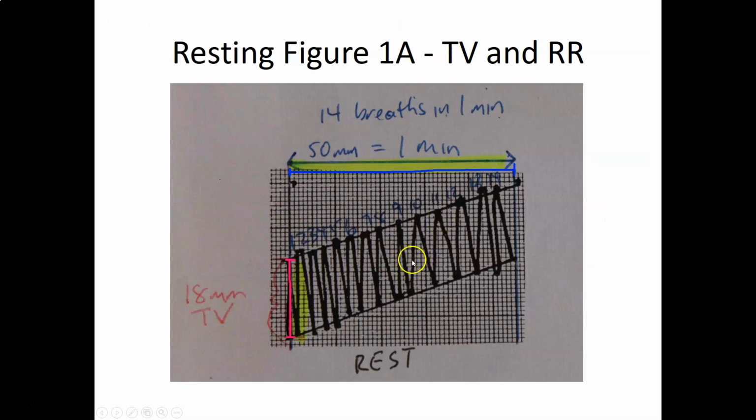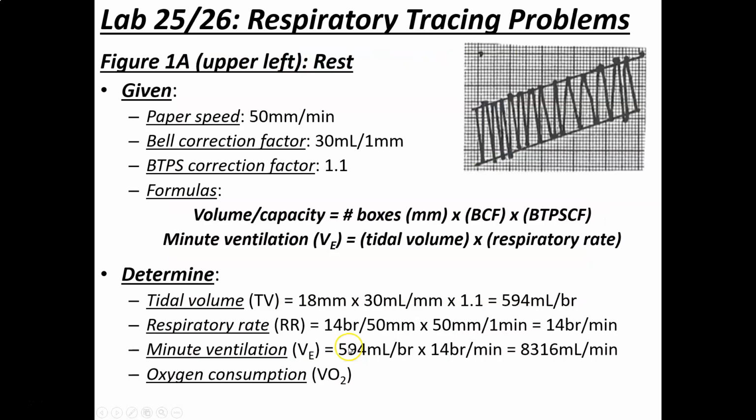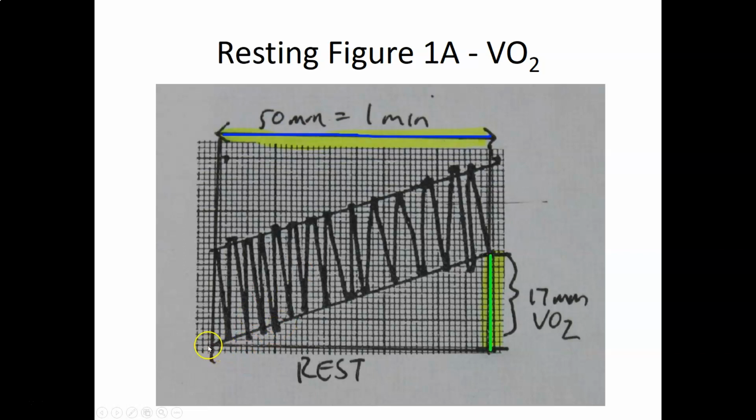So if you come over here, you'll look, and this is the drawing I did. So I drew in black across the bottom, right? And then said, okay, this is how much the bell has dropped over time, this green line here. And I counted that as 17 millimeters. That's our VO2. Because we counted from this line to that line, and that's 50 millimeters, it means we dropped 17 millimeters in 1 minute.